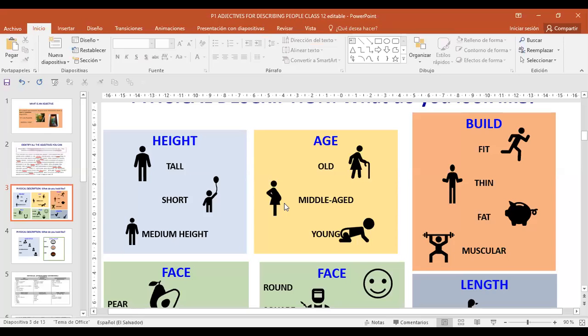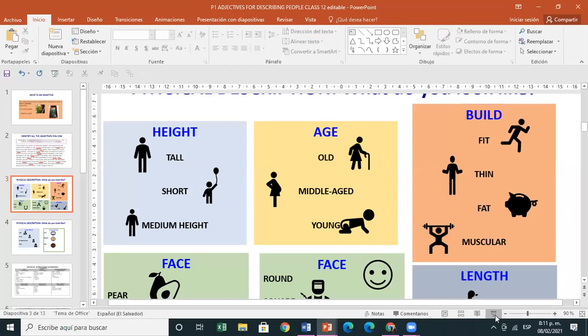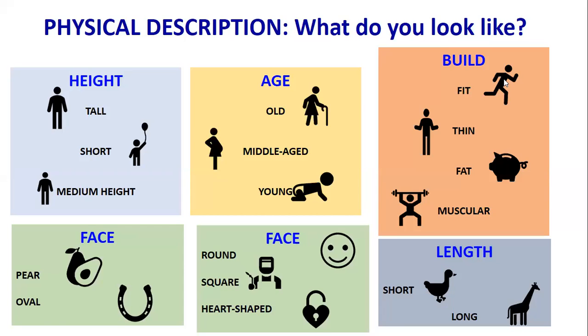Okay. What about the adjectives for describing people? In this case, we have height. When we talk about height of people, we say tall, short, medium height. For age, we say old, middle-aged, young, fit, thin, fat, muscular. And for the form of the face, for the structure of the face, we say pear, oval, round, square, heart shape. And for the length, we say short or long, okay?